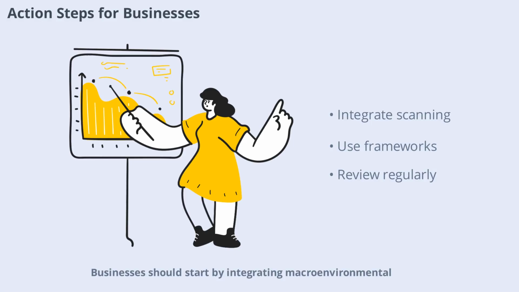Businesses should start by integrating macroenvironmental scanning into their strategic planning processes. Assign dedicated teams, leverage technology, and use frameworks like PESTEL to guide analysis. Regularly review and update scans to stay aligned with external changes. By taking these steps, organizations can build strategies that are both proactive and resilient.